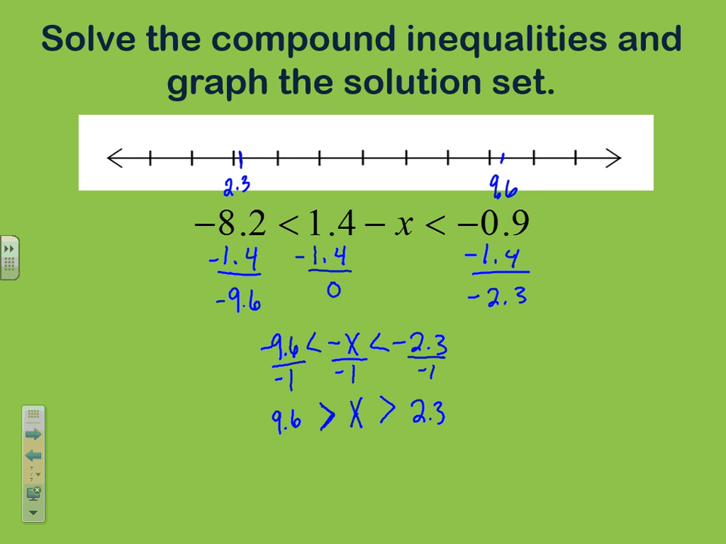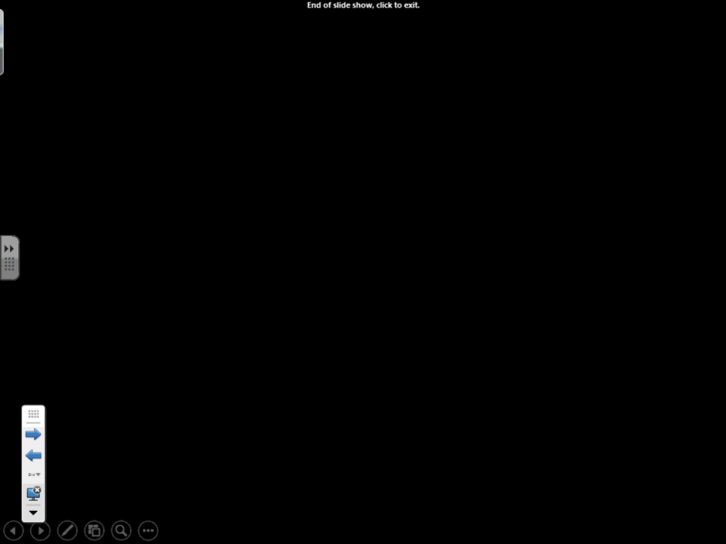So when we graph it, the inequality symbols both are using a curved bracket. x is greater than the 2.3, so we curve it in the direction that it'll go, and x is less than the 9.6, so we also curve that in the direction that it'll go. And we can see the solution set is all of the numbers contained in between the 9.6 and the 2.3. And that's really how we graph compound inequalities.